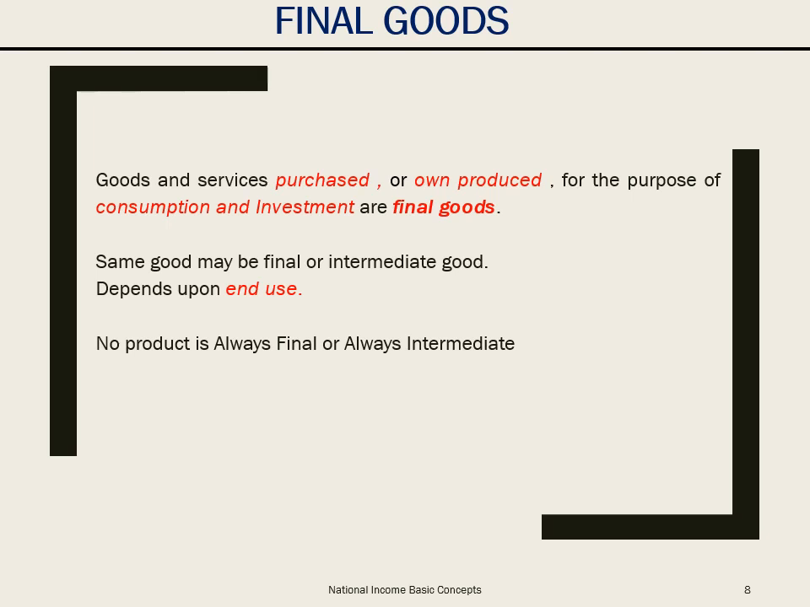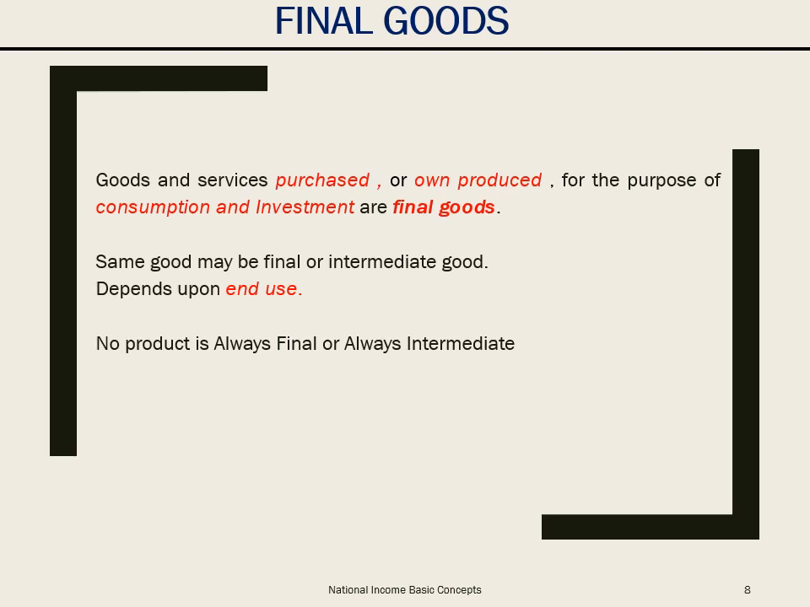Suppose I purchase a packet of bread with the intention of consuming, that's the final good. Or if I purchase a car, I invest, I'm going to use it for a period of time. That's an investment, so again that's a final good. Similarly, a manufacturing unit invests lakhs of rupees in purchasing machine. Again, that's an investment, so that's a part of final good.